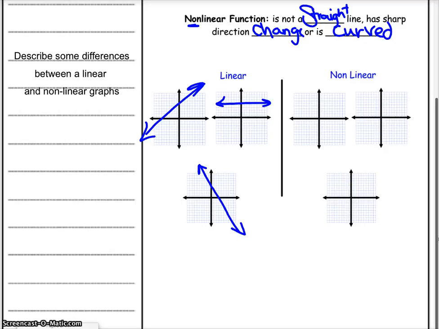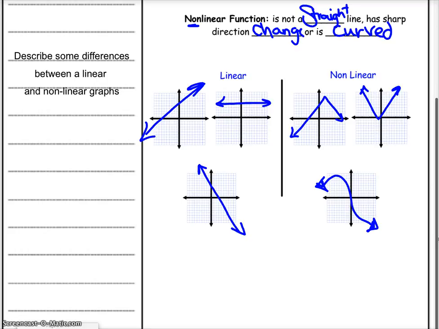Now let's do nonlinear. Lots of different ways. We can make it look like a line at first, and then bam, just kidding, I'm changing direction. That's nonlinear. It doesn't continuously go in the same direction. That's the sharp direction change. This is also nonlinear. Any kind of curvature is nonlinear. There's too many curves going on, nonlinear.